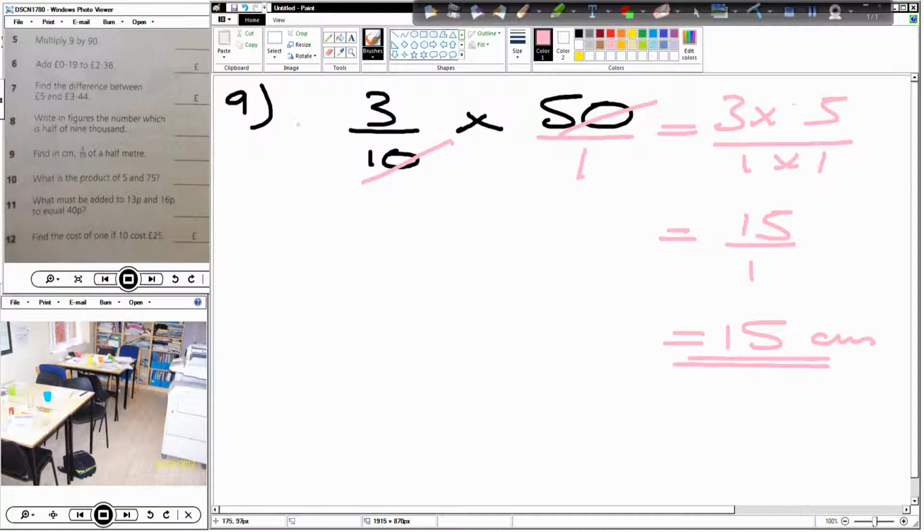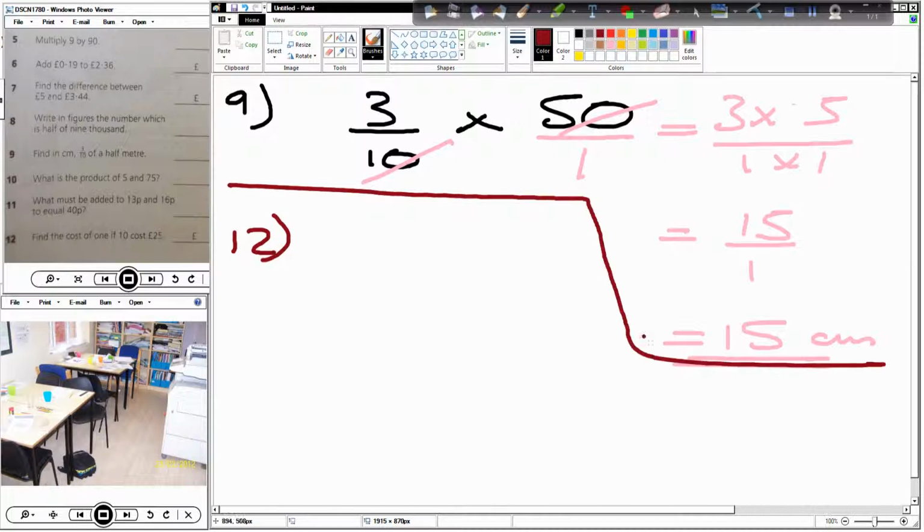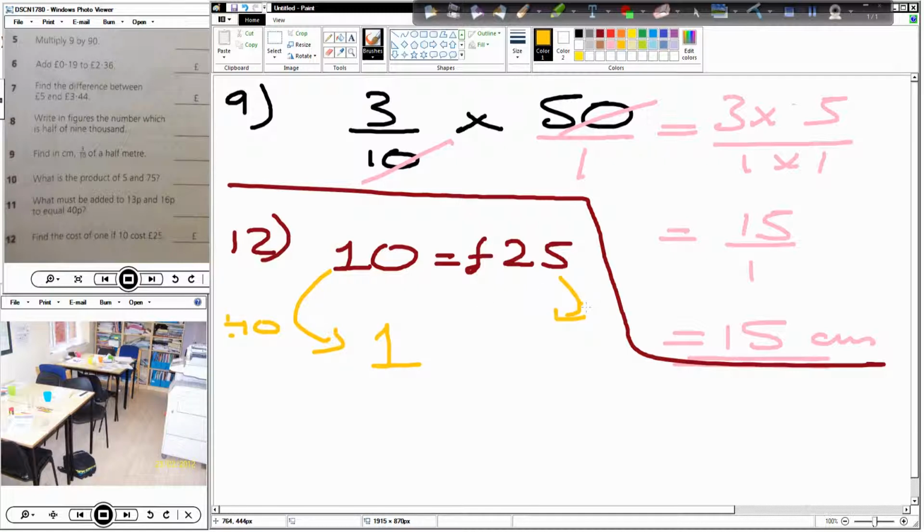Question number 12 is a ratio question. I want to go through that one with you now. Are you okay? Number 12. Find the cost of 1 if 10 costs £25. So we have 10. That gives us a price of £25. So we want to get from 10 down to 1. What do we do? Divide by 10. What do we do on this side? Same. Divide by 10. So that'll give you £2.50. That is the answer for number 12.